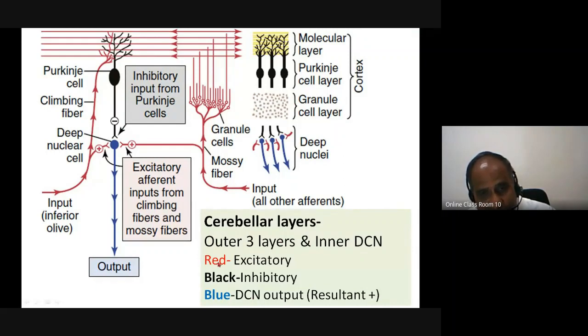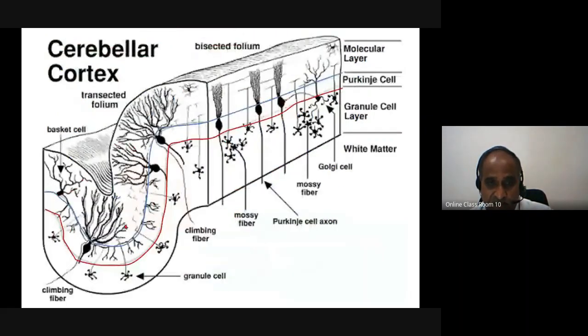Now, what I have made: red is excitatory, black is inhibitory. So the output of the Purkinje cell is inhibitory. This blue is the DCN output. DCN output is excitatory all the time. Is it more excitation or less excitation? Whatever the output that goes from the deep cerebellar nucleus to the various other parts is excitatory.